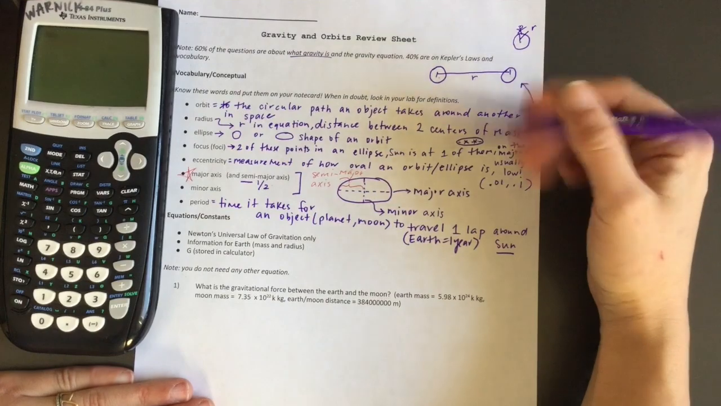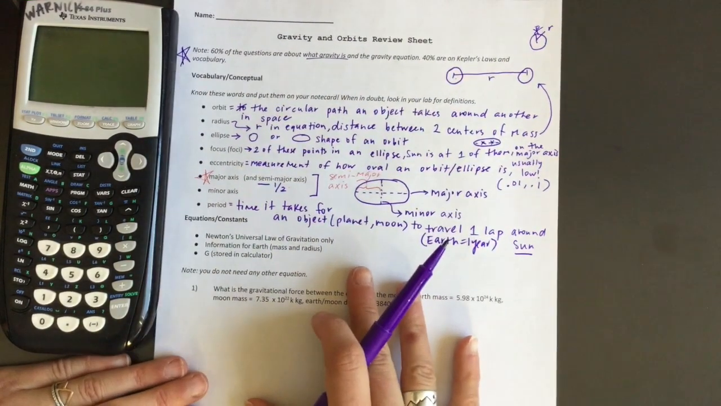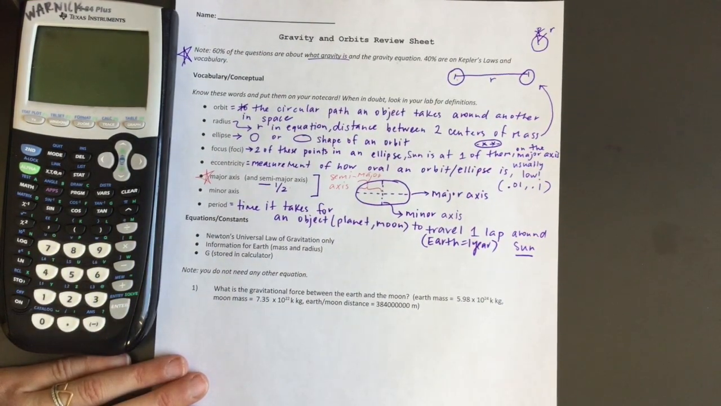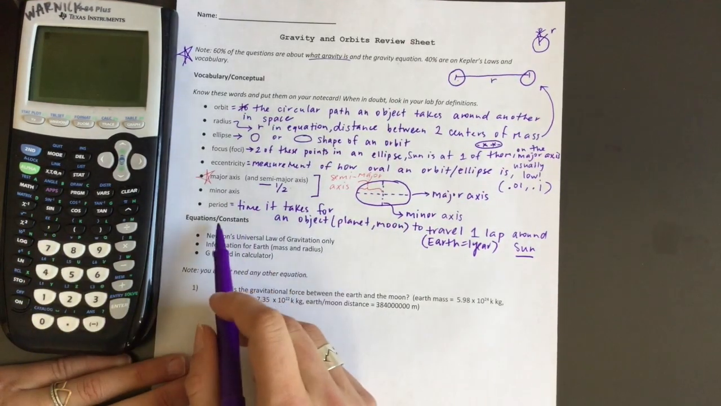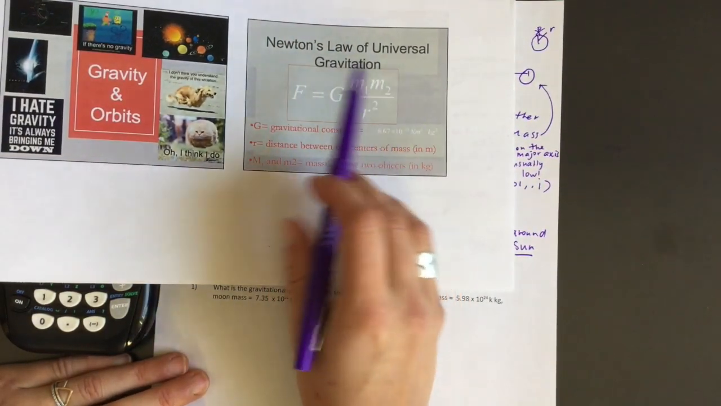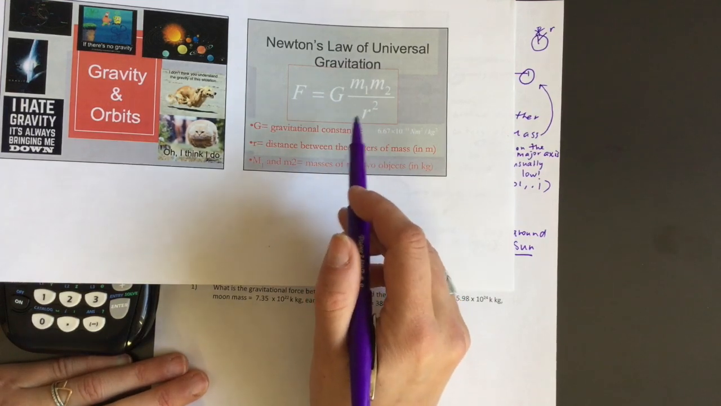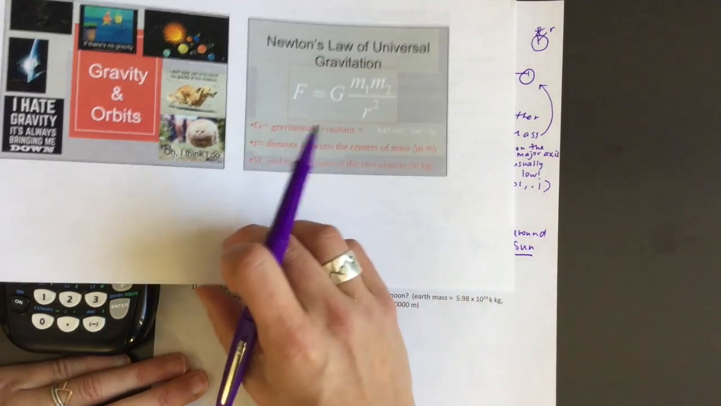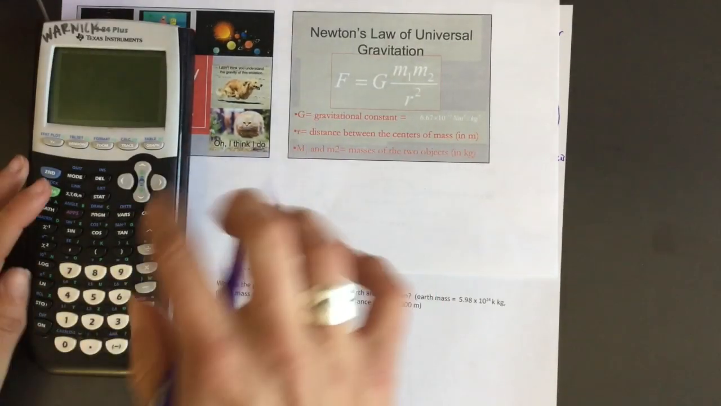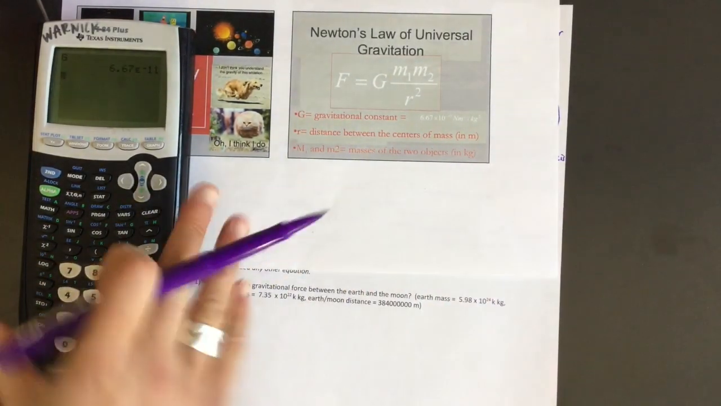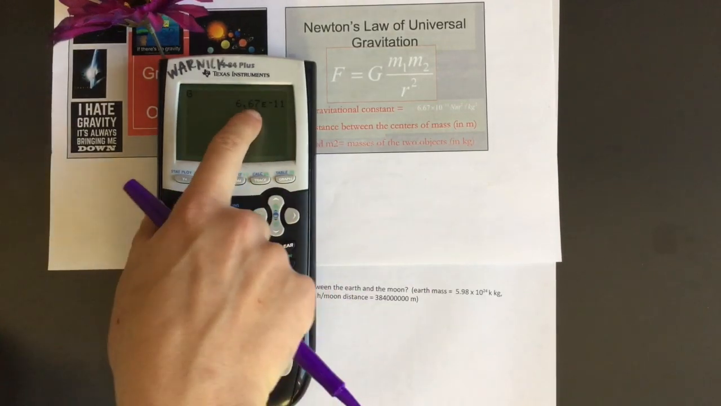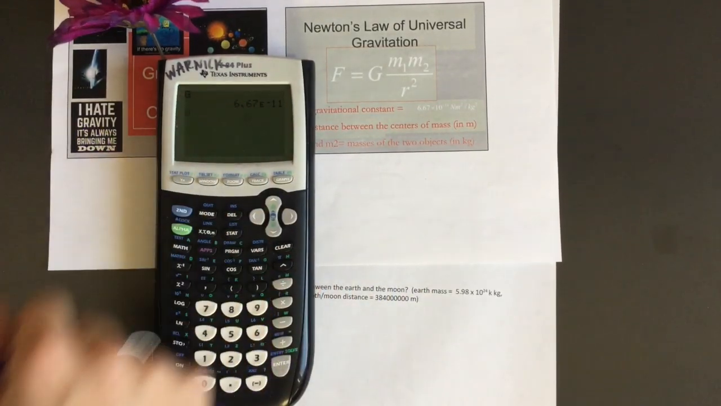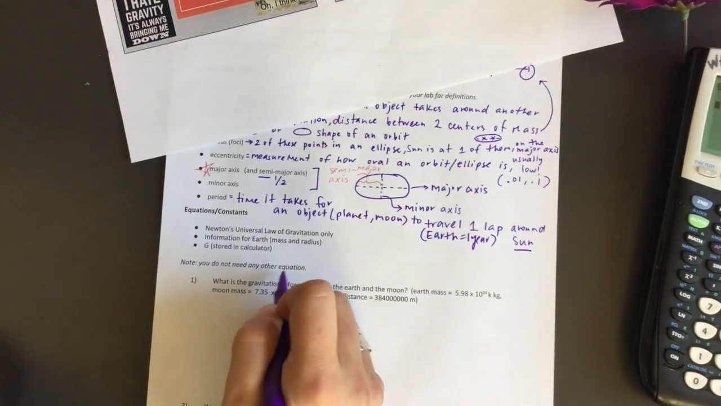So again, these vocab words, if you do not have them, if you don't understand them, if you're not sure about the definitions, add them to your note card. Now the equations and constants, you only need Newton's law of gravity. So you only need this formula. Make sure you know G, 6.67 times 10 to the negative 11th, so that very small number, and make sure it's put into your calculator too. And if it's not on the test, just ask me and I can help you do that. That is the only equation you need.